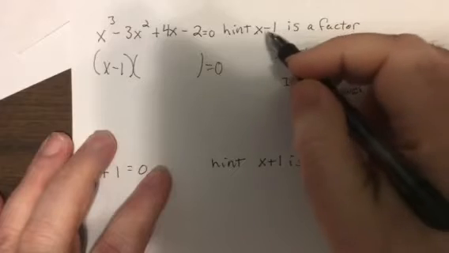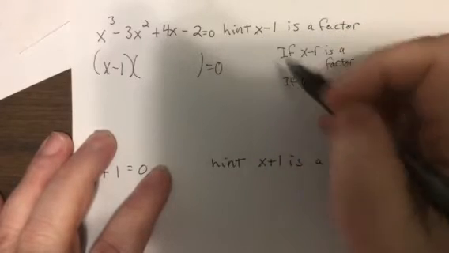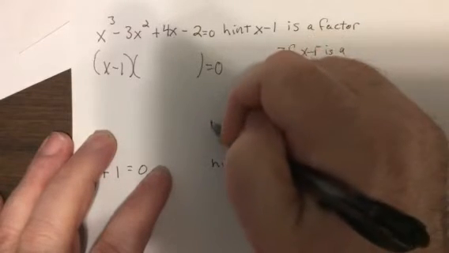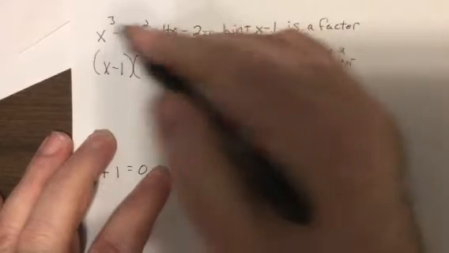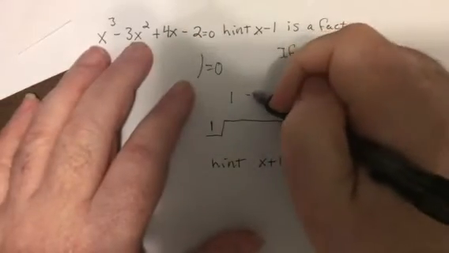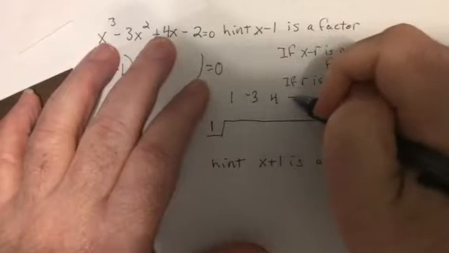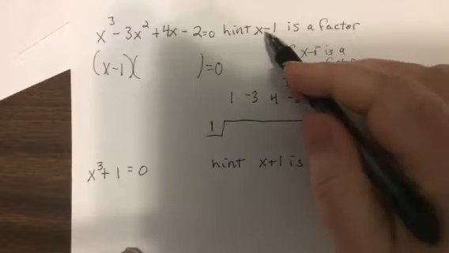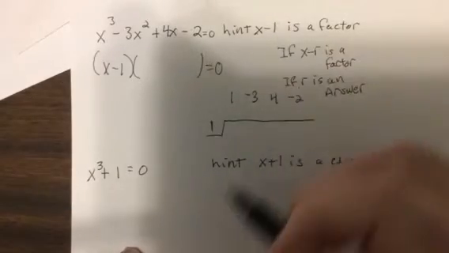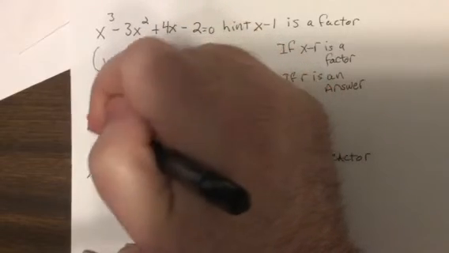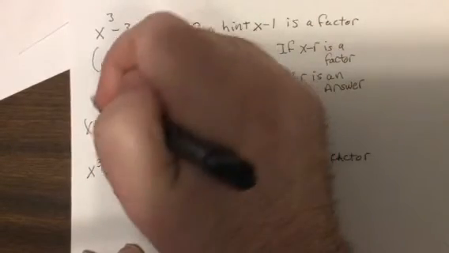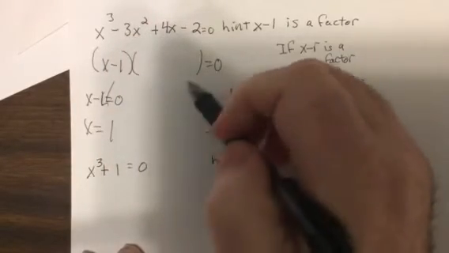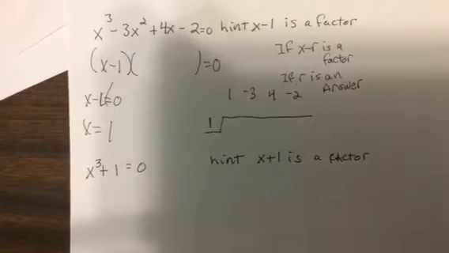So if x minus 1 is a factor, then 1, the opposite of r in x minus r, is an answer. So I can use synthetic substitution to break this thing up. It'd be 1, negative 3, 4, negative 2. So I know 1 is the number we're putting in to get an answer, because x minus 1 is a factor, so the opposite of this has to be an answer. This would be x equals 1, because x minus 1 equals 0. Whenever you have a product equal to 0, each factor of the product is set equal to 0 and solved. So here we go.